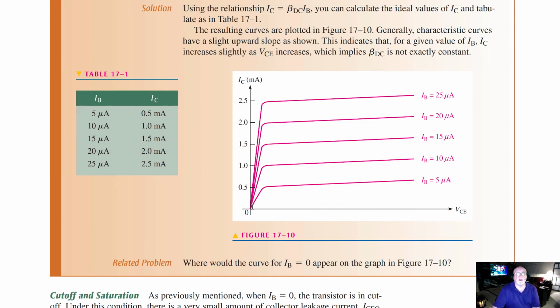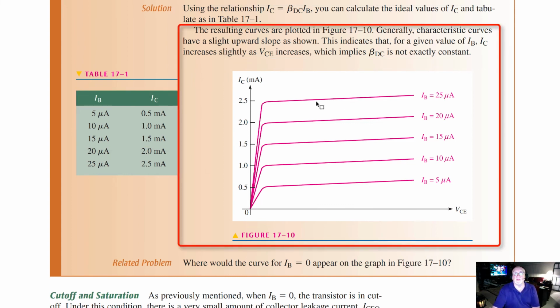When we plot them, we end up with a family of curves that looks like this. You can see for each one of these, 5, 10, 15, 20, 25 microamps, we end up in the milliamp range for our values for the curves. Generally, the characteristic curves have a slight upward slope to them, and they're not flat. They're flat, but they're angled up.